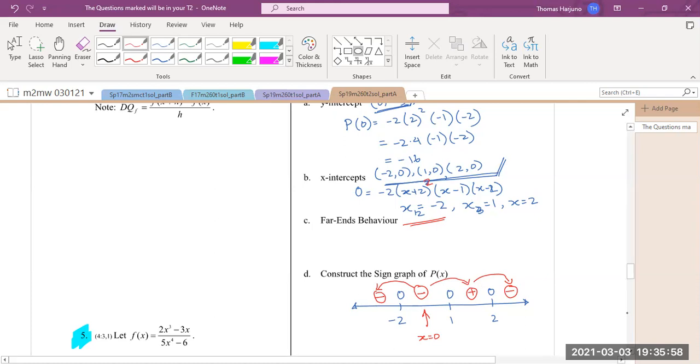You will see later on what is the interpretation of plus minus in our sign graph. Well, if it is plus, it means the graph is above the x-axis. If it's minus, it means the graph is below the x-axis.